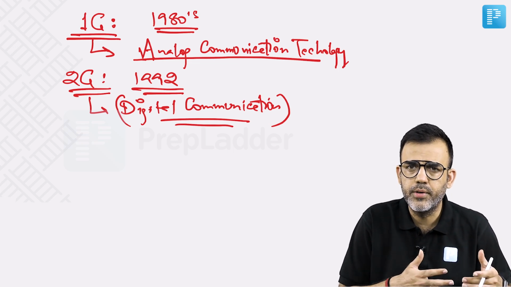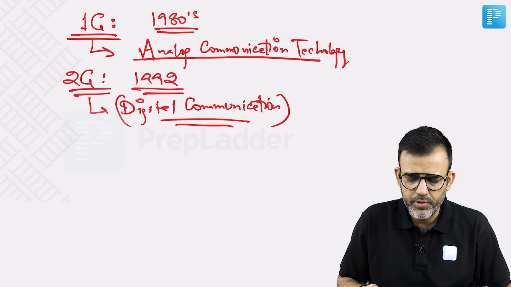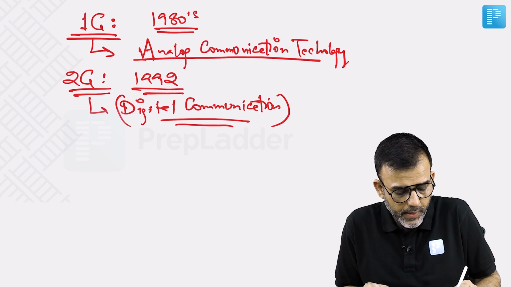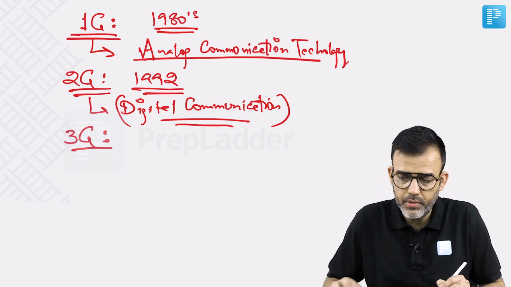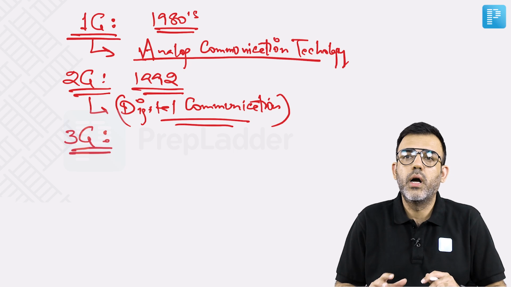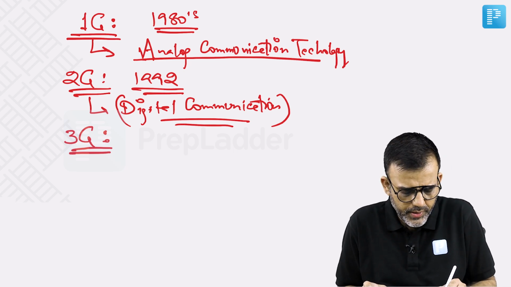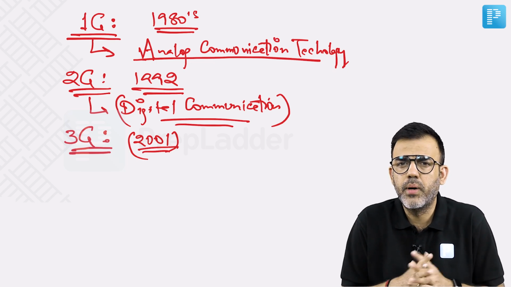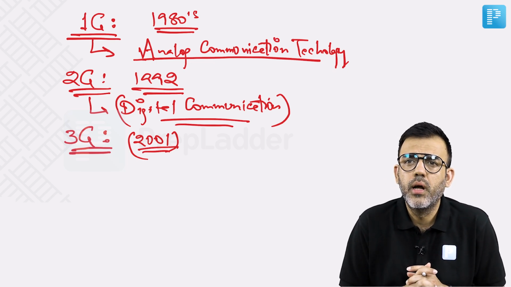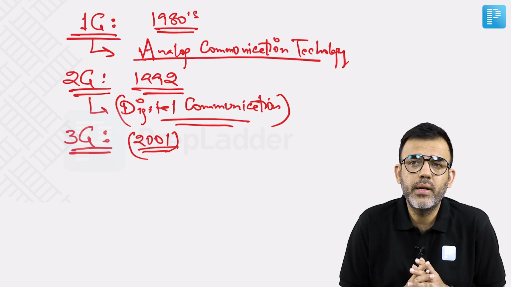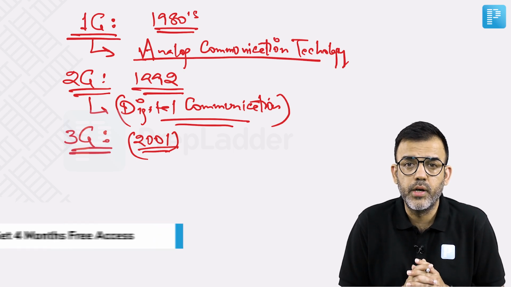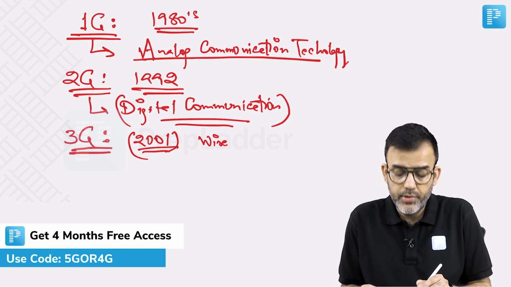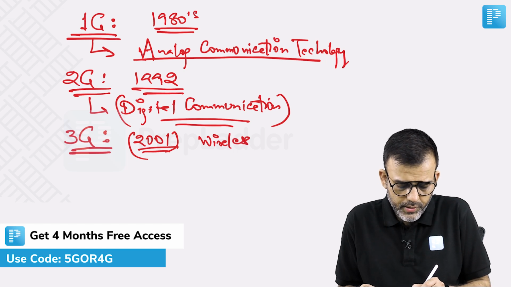In between we also had 2.5G, but it's not that important, so let's focus on the important aspects. Then came the third generation, the 3G mode. 3G was introduced somewhere around 2001, and it ushered in the wireless capabilities that we are using to this day. So the biggest achievement of this generation was wireless communication.